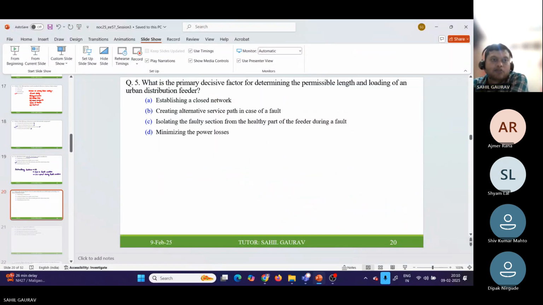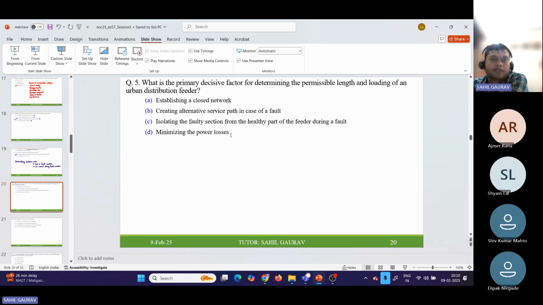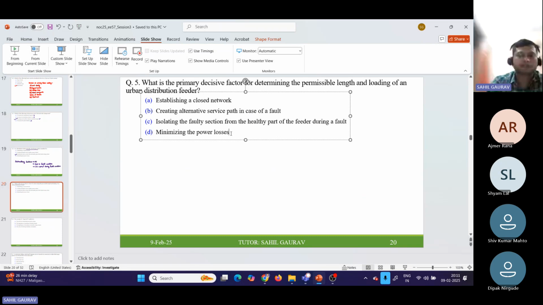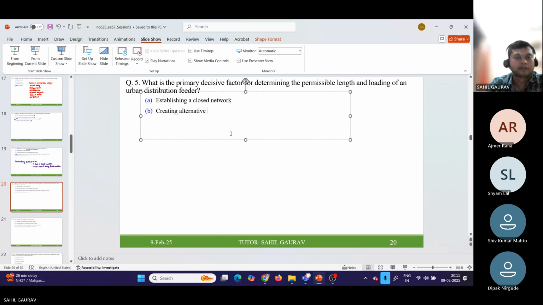The next problem is: what is the primary decisive factor for determining the permissible length and loading of an urban distribution feeder? Options are establishing closed network, creating alternative service path in case of a fault. Sorry, options are incorrect. There is a mistake, so let me type the options. Sorry for this mistake. I think the previous options were just written here.